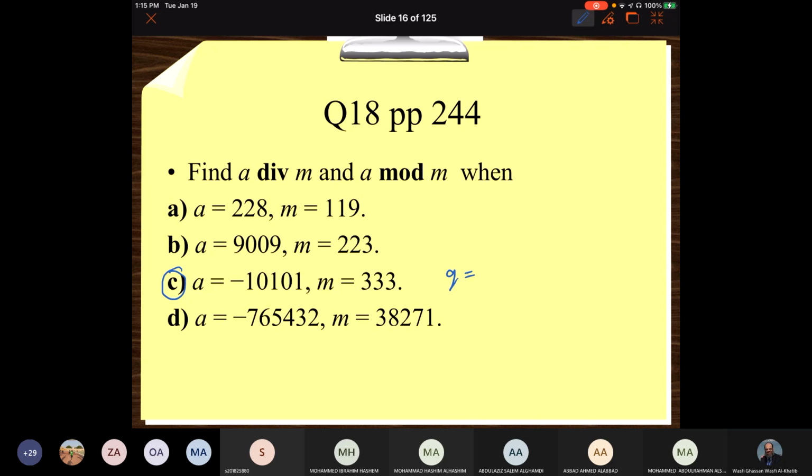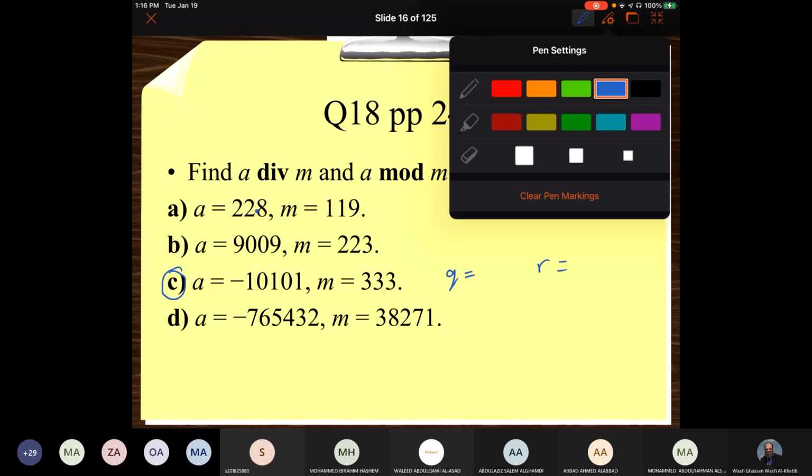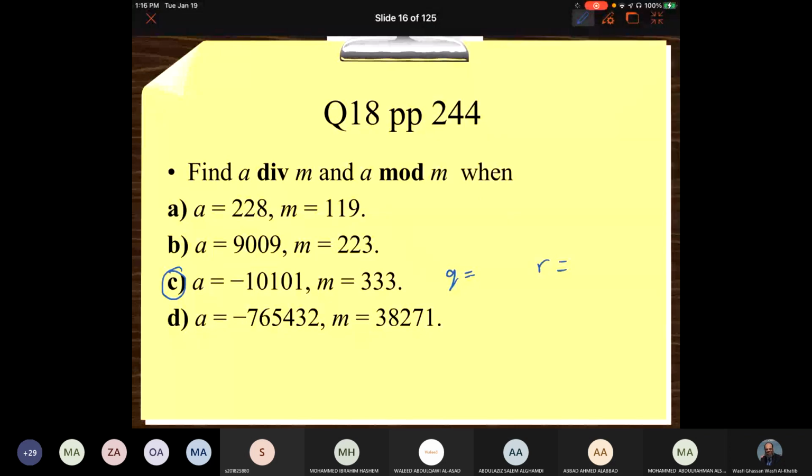Since this is negative, what is the value of Q? What is the value of R? By the way, isn't Q the same as A div M? Yes. And R is the same as A mod M, right? Yes. Q is -3. R is 102. Why do I feel that this is not the right answer?